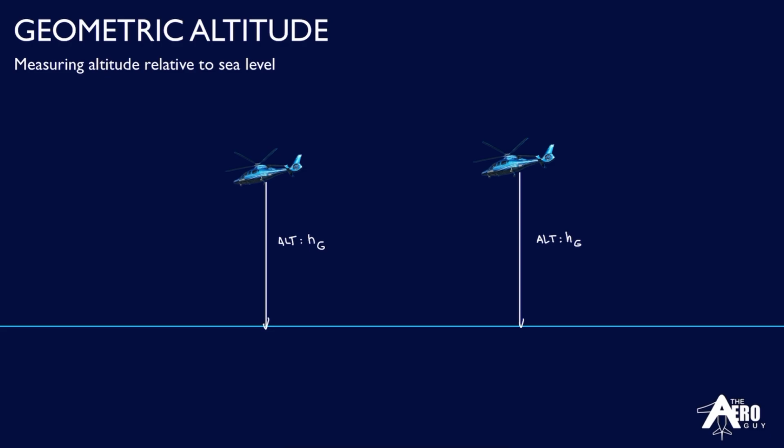Although we have different tides, different height of the sea, measuring in terms of the mean sea level, the average height of the sea, allows us to simplify our calculations of altitude. And we call this type of altitude the geometric altitude. It's measuring altitude relative to sea level. In this case, almost all of our measurements will be equal.